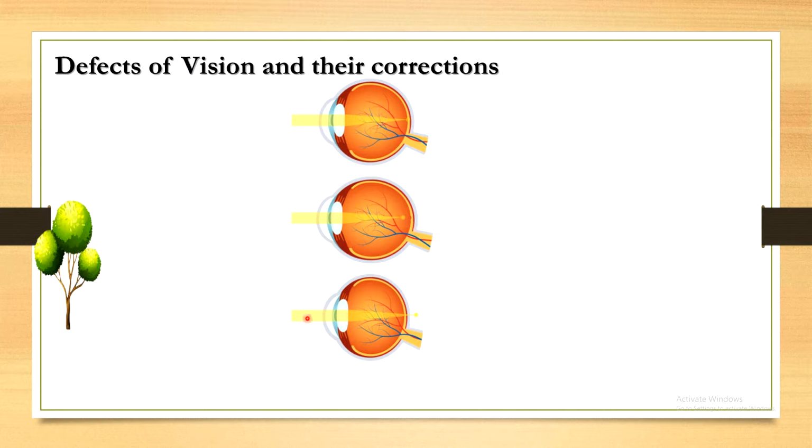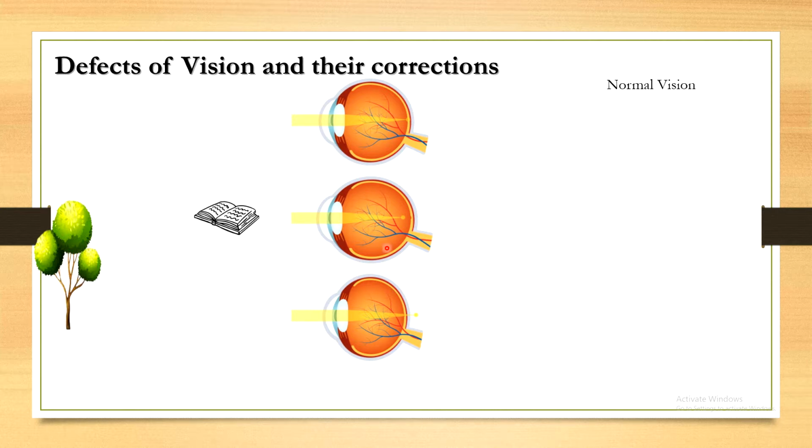In the third figure, you can observe that the light rays converge at a point beyond the retina. Here the image is formed not on the screen, that is, not on the retina. The first is called normal vision, and these other two are the main defects of the eyeball.